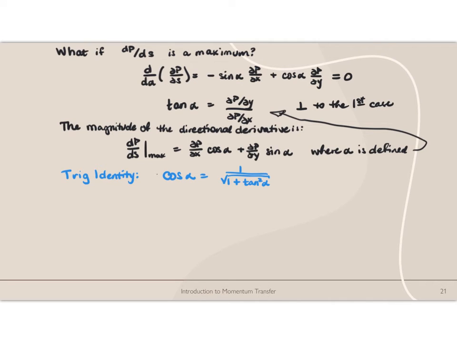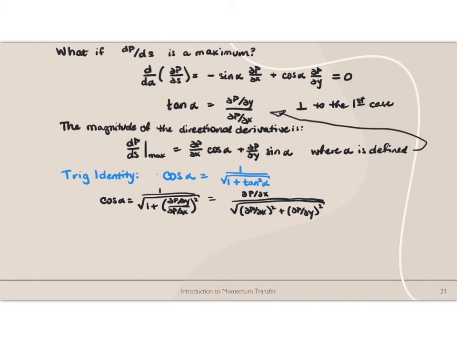Cosine of alpha is 1 over the square root of 1 plus tangent squared of alpha. Well, tangent of alpha, we have said on this path, is dp/dy over dp/dx. So we'll just substitute that in to get cosine of alpha is 1 over the square root of 1 plus dp/dy over dp/dx squared. And then if I multiply through everything by dp/dx squared, or the square root of that, I get dp/dx over the square root of dp/dx squared plus dp/dy squared.